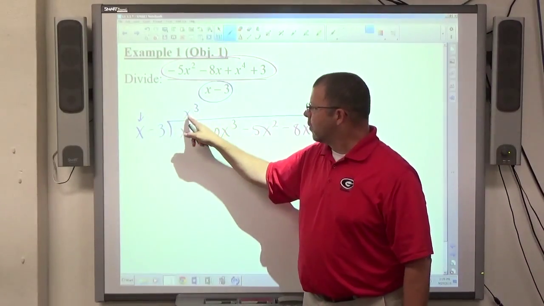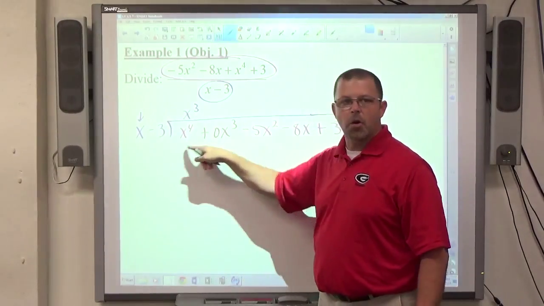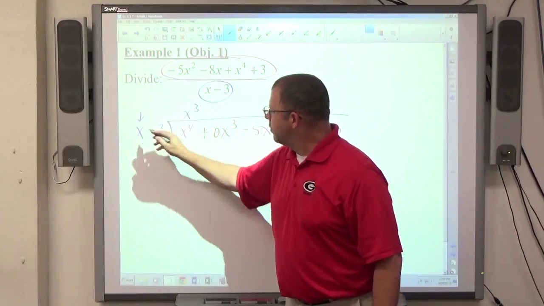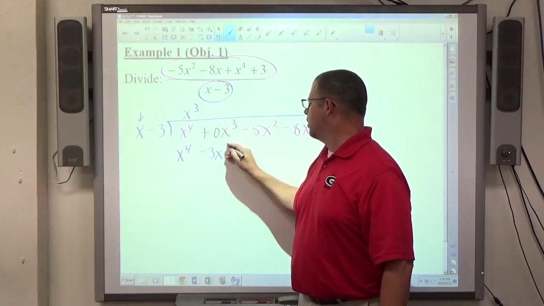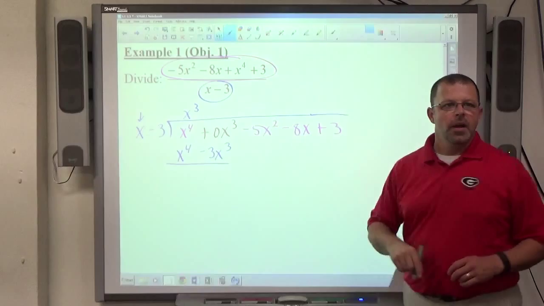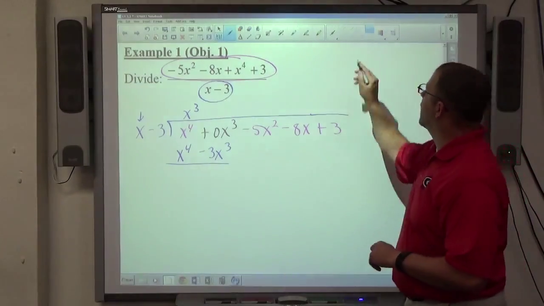We multiply the answer, whatever we get, times not just the first thing, but both things in the divisor. So we create binomials every time down here. X cubed times x is x to the fourth. X cubed times negative 3 is negative 3x cubed. Okay, up to this point, almost everybody gets them right every single time. At this moment is where people start messing up if they're not careful.